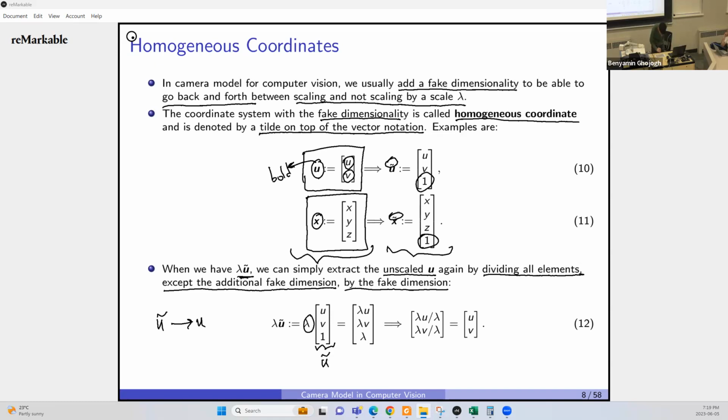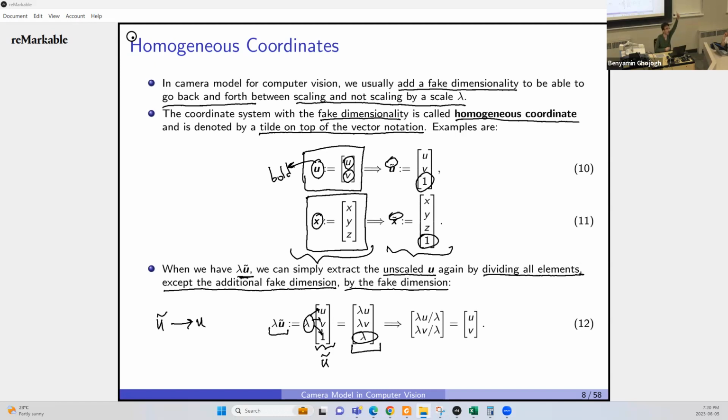And I have some lambda here, which is a scalar, lambda u tilde. So the terms will be lambda u, you can multiply this scalar by the elements of the vector. So lambda u, lambda v, and lambda. Okay, then what happens? I want to find the Cartesian coordinate system, so I ignore the additional fake dimensionality, which is the last one.